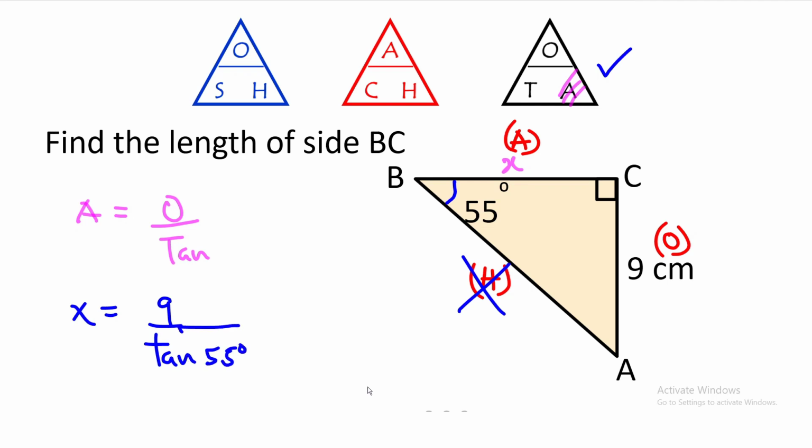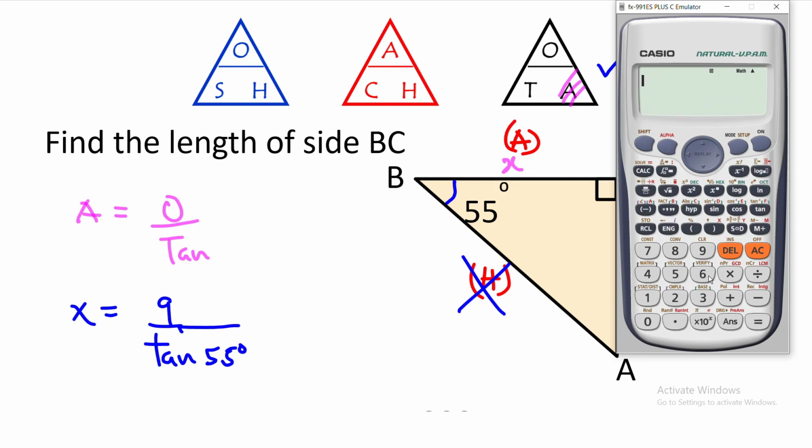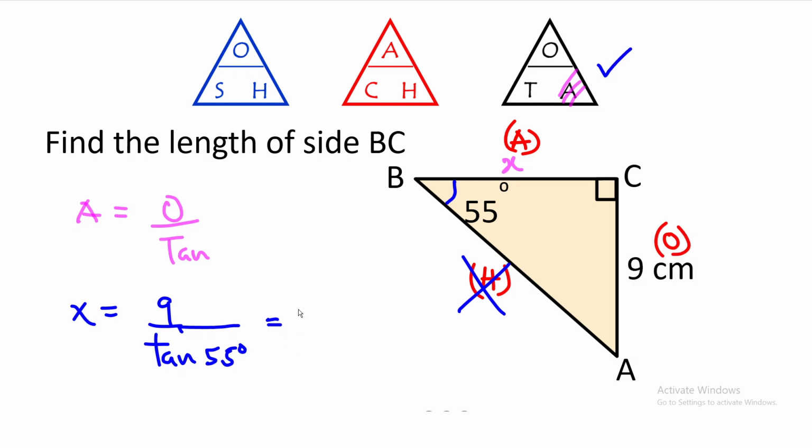Now again, we're going to use a calculator. So we go 9 divided by tan 55 degrees. Now you can see the answer is going to be 6.3018678844. But we want our answer in one decimal place, and that's going to be 6.3 centimeters. So the side BC is 6.3 centimeters.